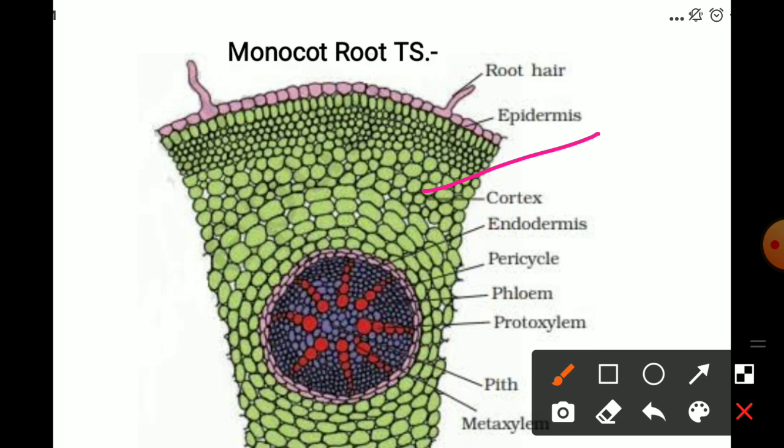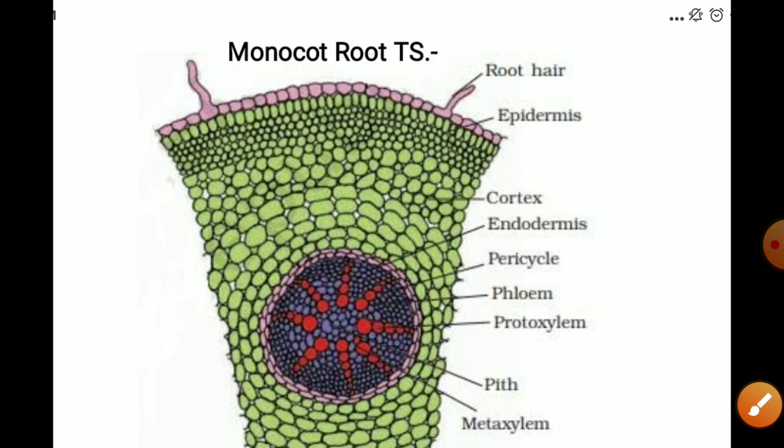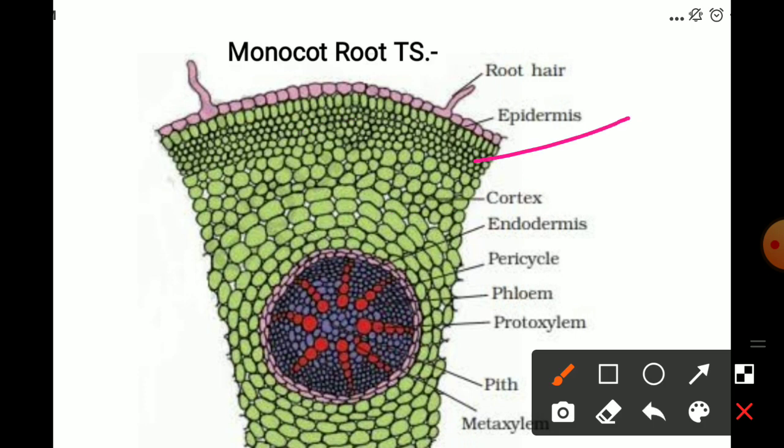Now, some part of this particular cortex, particularly the hypodermal part, shows a compact arrangement of cells as compared to the central part. The peripheral part is compact as compared to this part. Now, this particular peripheral part may sometimes be lignified with the maturity of the monocot root.